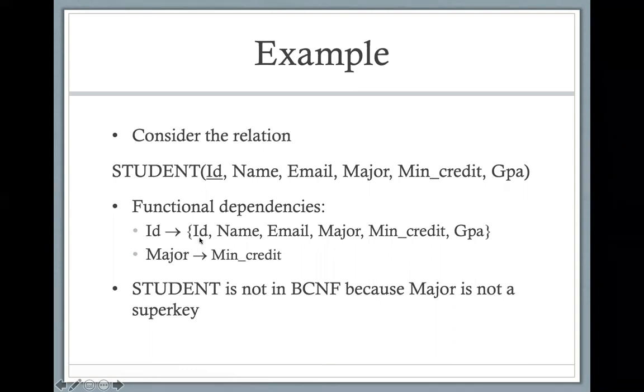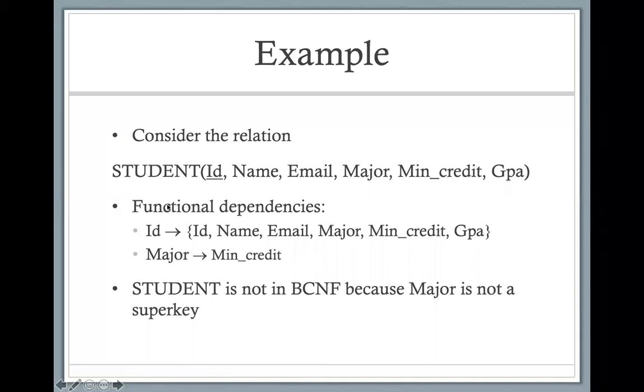After I do this, I get the following functional dependencies. ID determines every attribute in the table, so it determines ID, name, email, major, minimum credit, and GPA. And also major determines minimum credit. So I can deduce these two sets of functional dependencies.